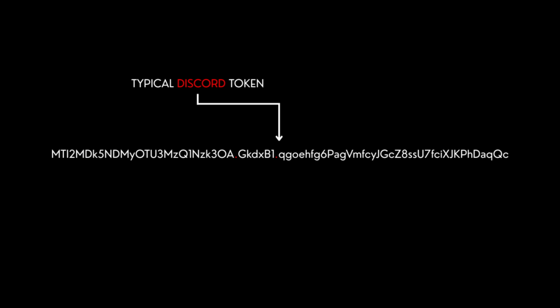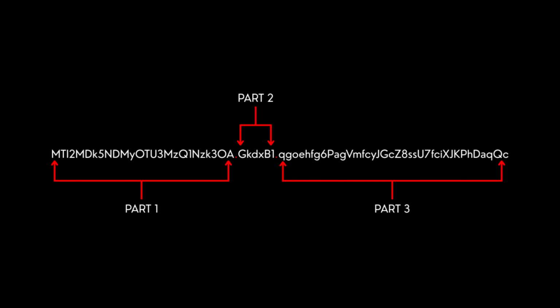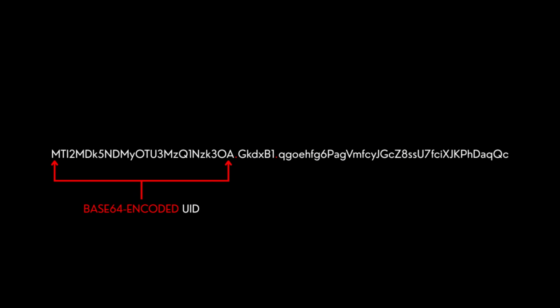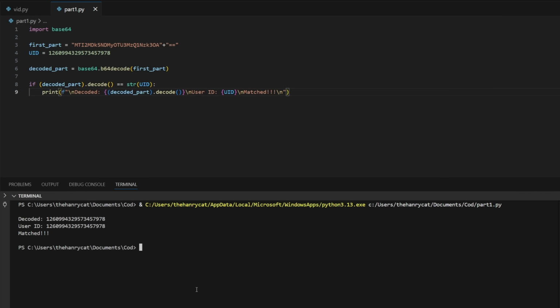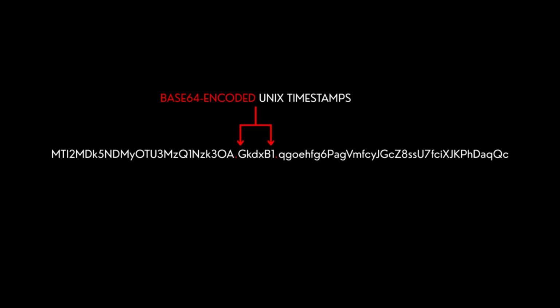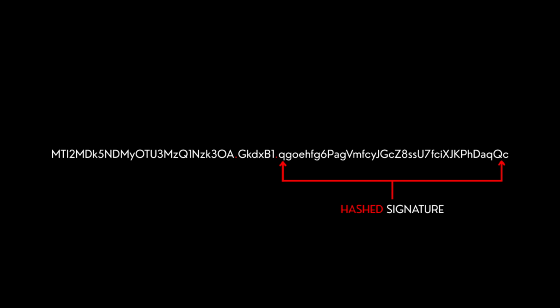It should be noted that this is an example from accounts without multi-factor authentication. It is divided into 3 main parts separated by dots. The first part is usually the base 64 encoded user ID. If we copy this first part of the token and decode it, you can see it is exactly the same as our user ID. The second part is a base 64 encoded Unix timestamp indicating when the token was generated, and the third and final part is the hashed signature.